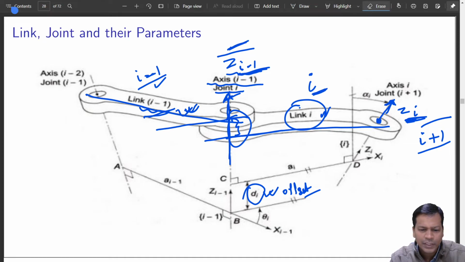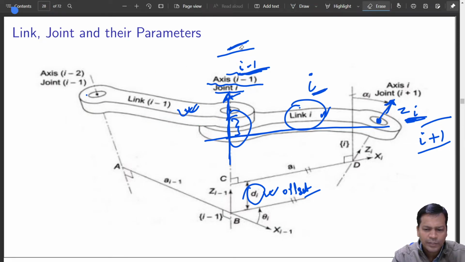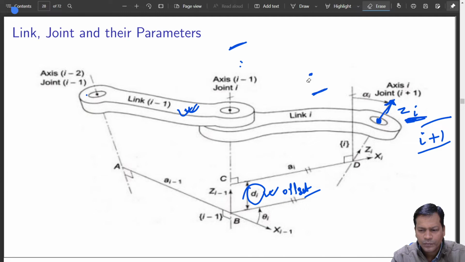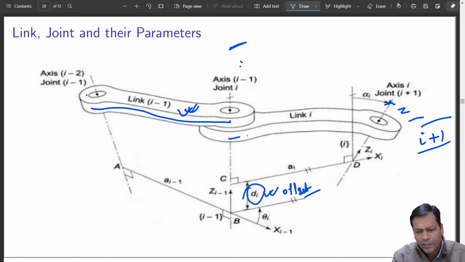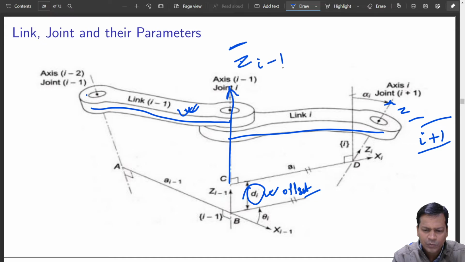Let me draw it more clearly now. I will wipe a few lines now. So you have this and you have this. You have a z axis which is like this. So this was zi minus 1. So this is the distance, given by di. Okay.